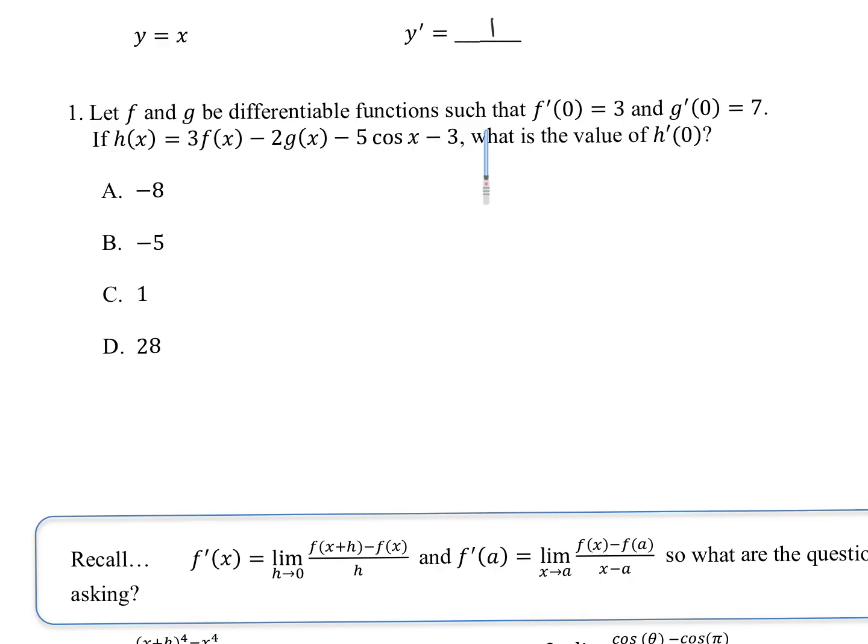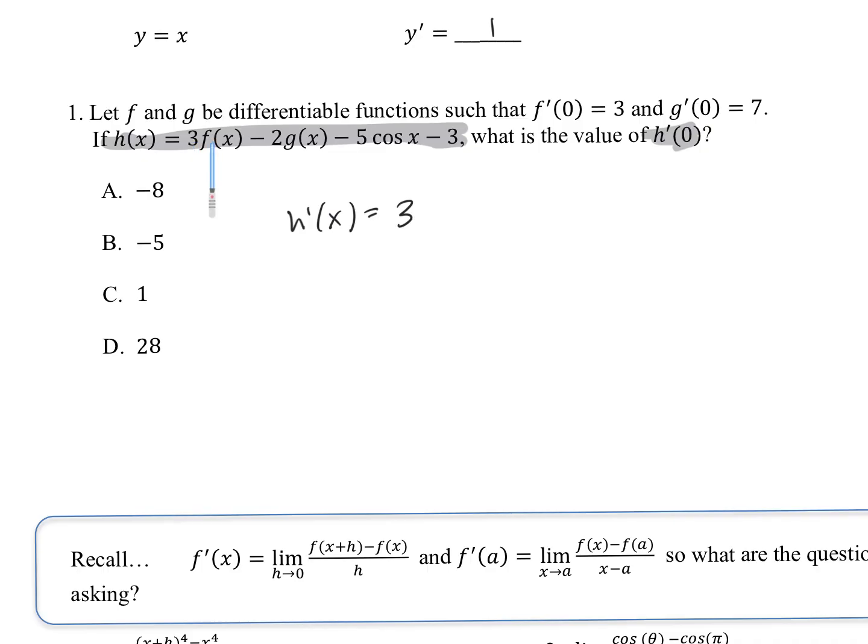Let f and g be differentiable functions such that f prime of 0 is 3, g prime of 0 is 7. Okay, here's h. Whoa, h is long. What's h prime of 0? Here's what I suggest. Can we go find h prime of x before we go throw zeros in there? Let's do it. Guys, when you've got a constant, we can just leave our constant.